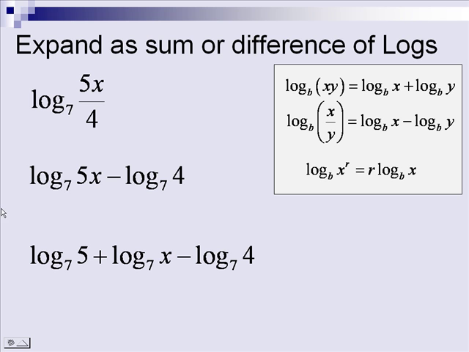And now this is going to become a log of 5 plus a log of x minus log of 4, all with base 7. So the base continues through the whole thing, base 7 through all the steps. But now at the end we get log 5 plus log x minus log 4. Let's look at another one.